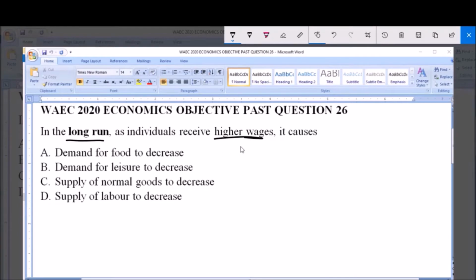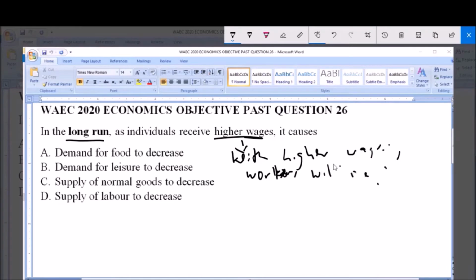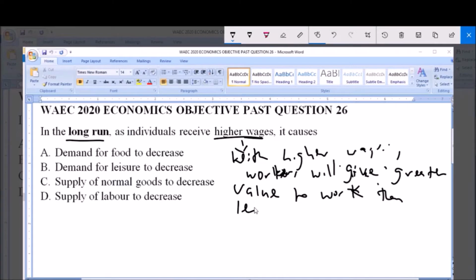Now, when there are higher wages, what happens is that workers will give greater value to work than leisure. Now, this is because, of course, there is more benefit to working than leisure. So as time progresses, people will begin to prioritize work over leisure.